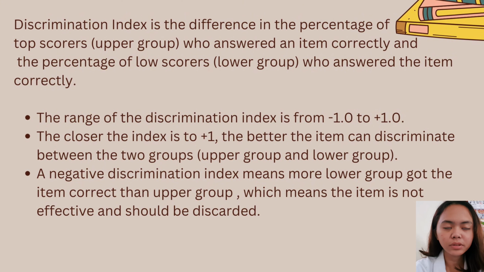So, ang negative discrimination index is kapag mas malapit sa -1, ang discrimination index means sa lower group mas marami ang kuha ng tamang sagot kaysa sa higher group. So, sabi dito ay hindi daw yun effective. So, kailangang alisin yung item na yun sa, for example, sa multiple choice.